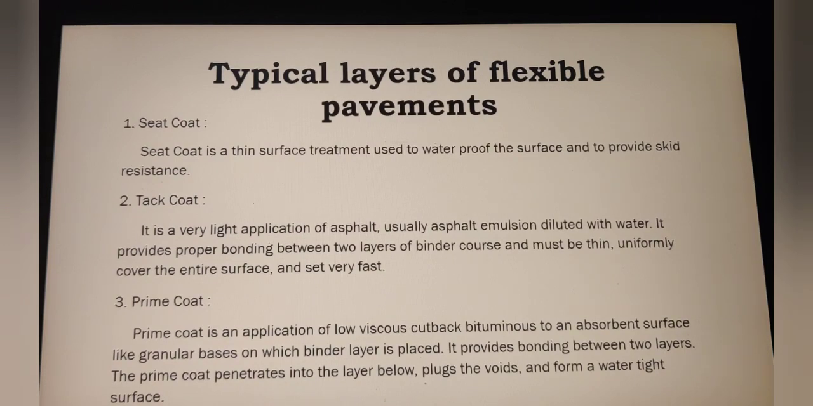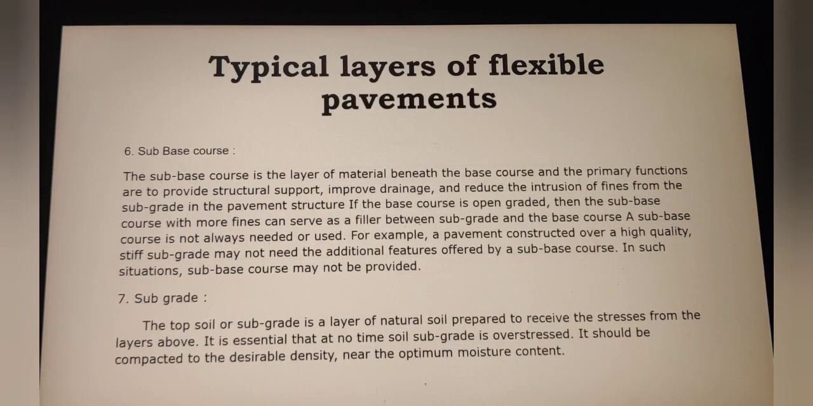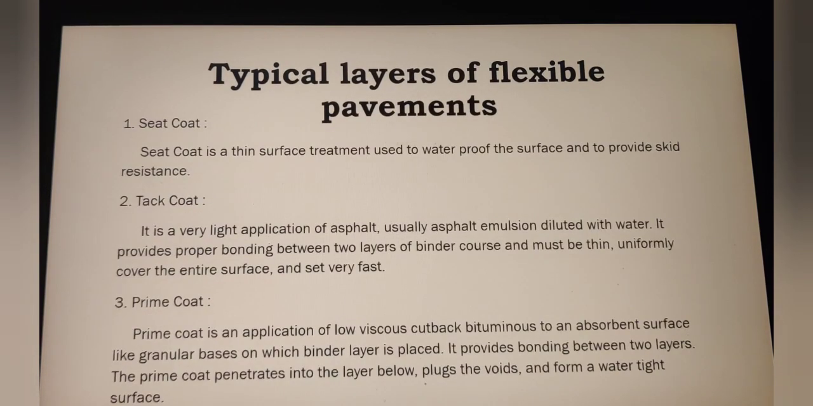Next is the tack coat. It is a very light application of asphalt, usually asphalt emulsion, which is diluted with water. It provides proper bonding between the 2 layers and must be thin and uniformly cover the entire surface. So the tack coat is provided between the surface course and the binder course. So this is a very important question.